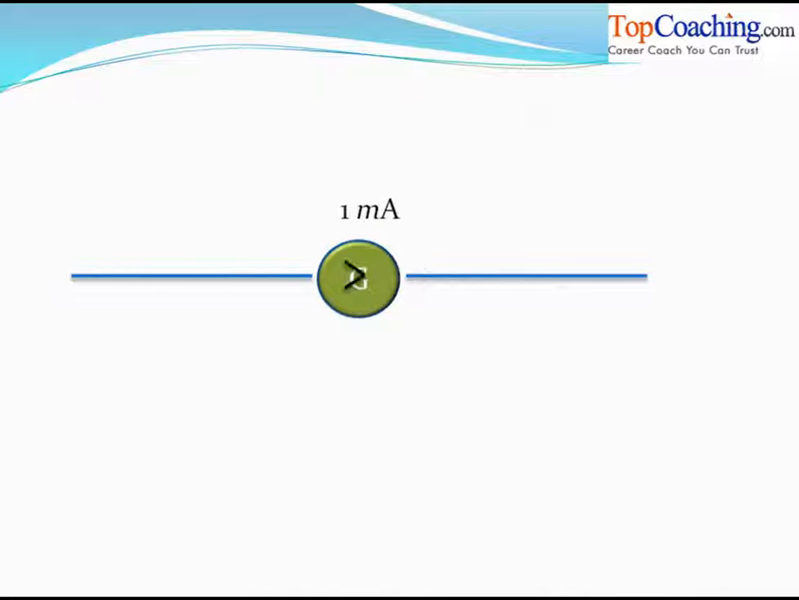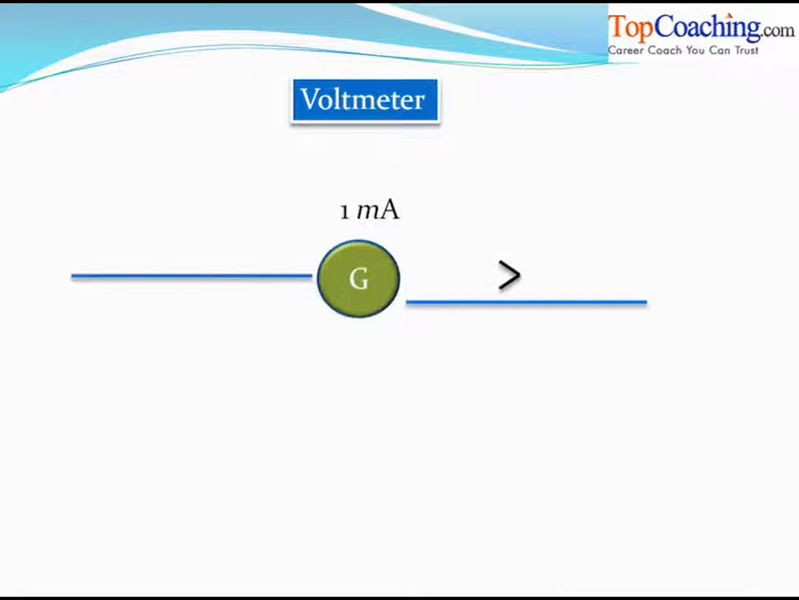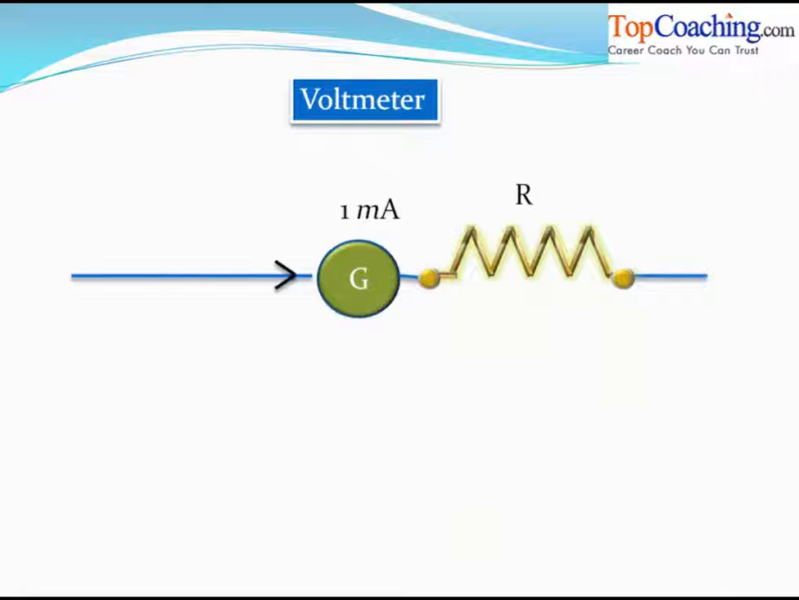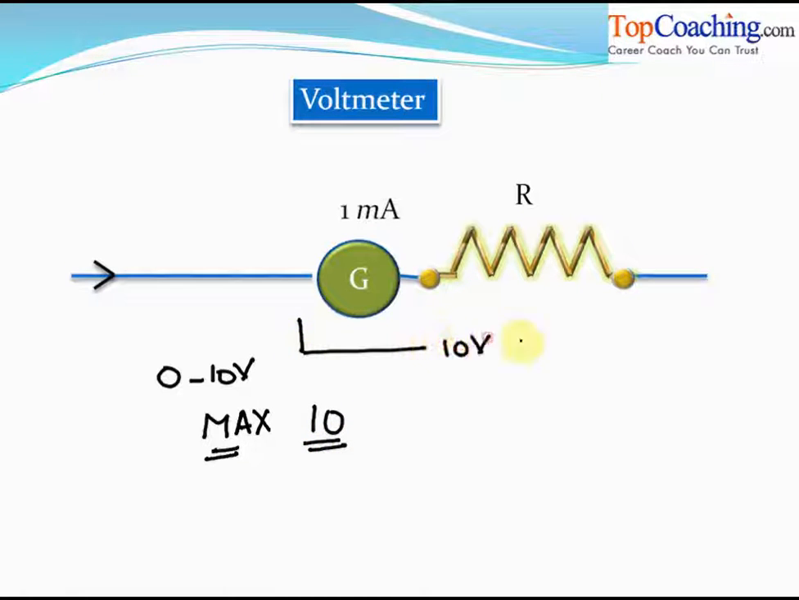Now we want to convert this galvanometer into a voltmeter first. To convert this galvanometer into a voltmeter, we will definitely add a resistance in series like this. So what resistance R must we add to this galvanometer? Now you see, it is given that the voltmeter that we want to make should have a range from 0 to 10 volts. What this means is that the maximum voltage detected by the voltmeter should be 10 volts. So the maximum potential difference from this point to this point must be 10 volts, isn't it?